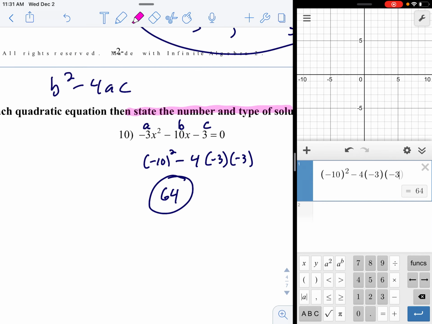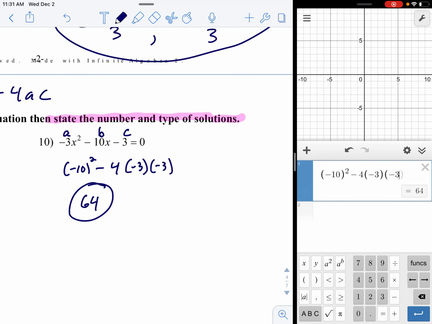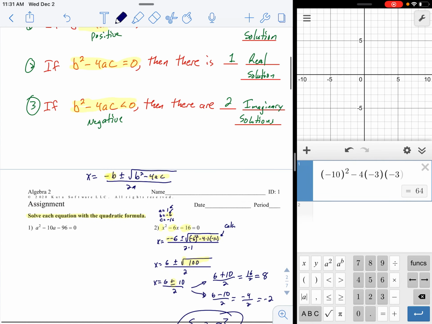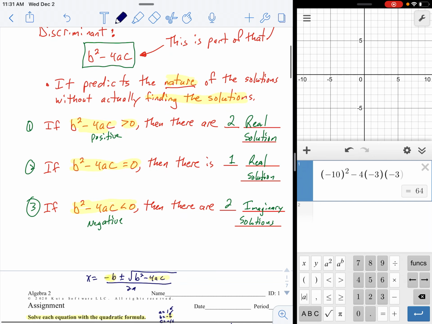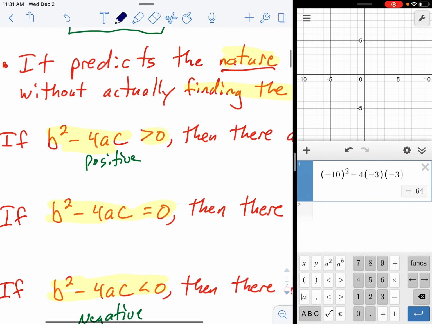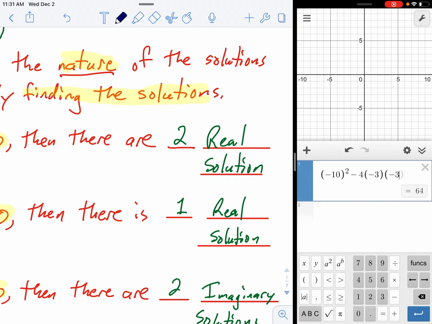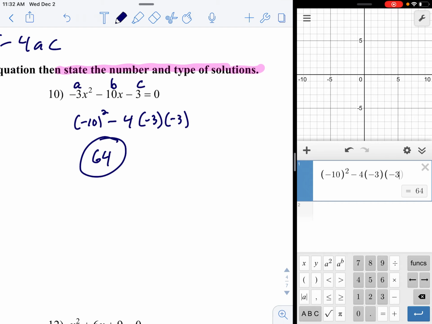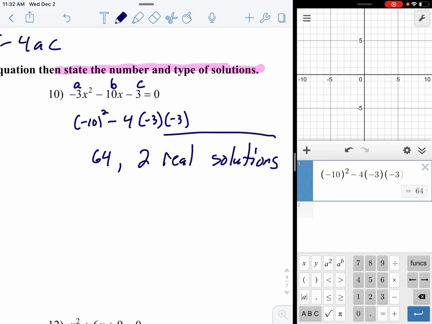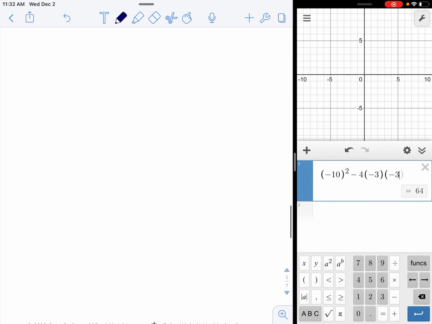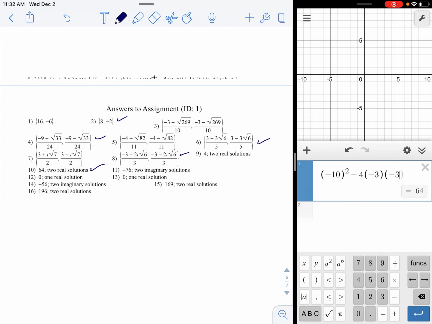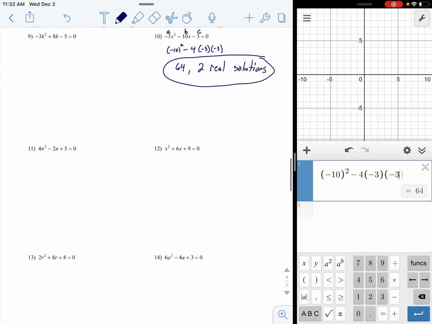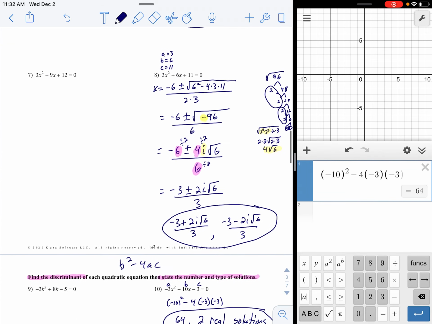Then state the number and type of solutions. So 64. What were our 3 scenarios? Positive, 0, and negative. Well, 64 is a positive number. Therefore, there are 2 real solutions. So I have to come down here. And so besides writing 64, I have to write that there are 2 real solutions. Let me check number 10, make sure I did that right. 64, 2 real solutions. So that's it. You don't have to finish it out and do that whole process.